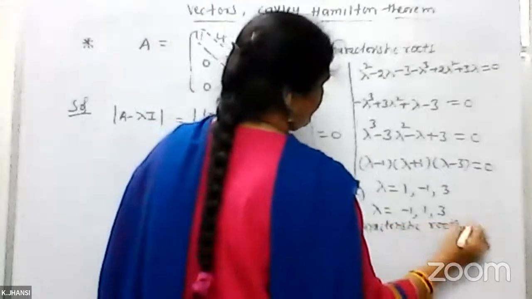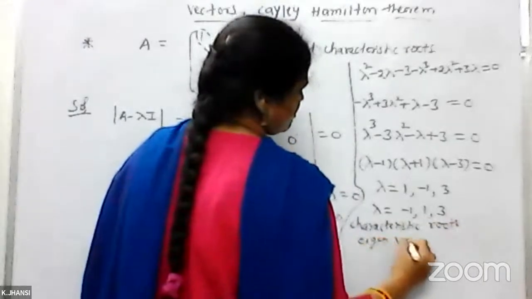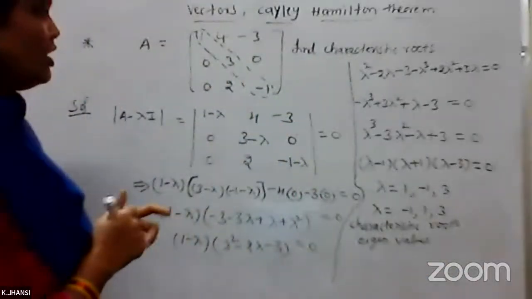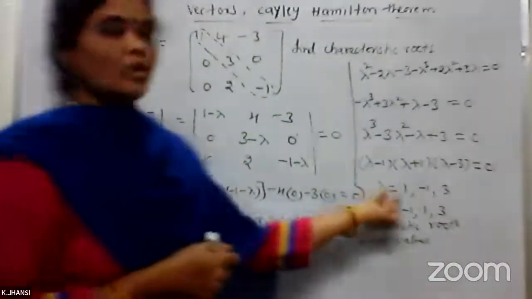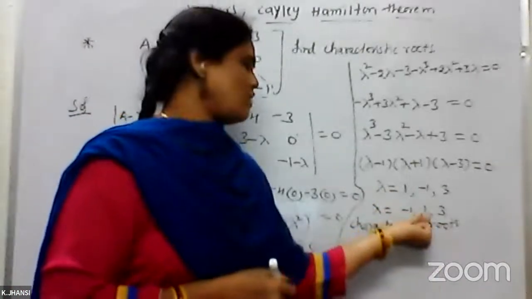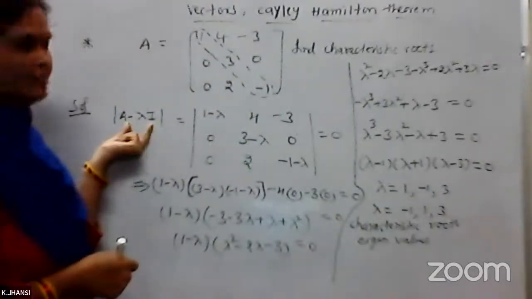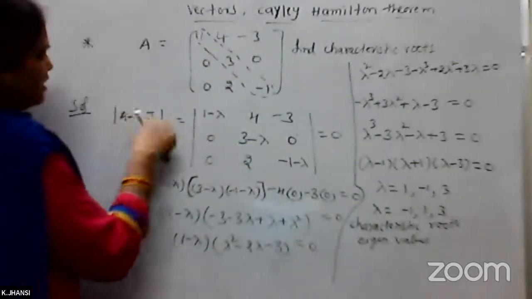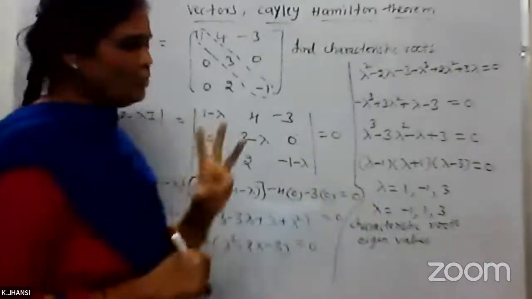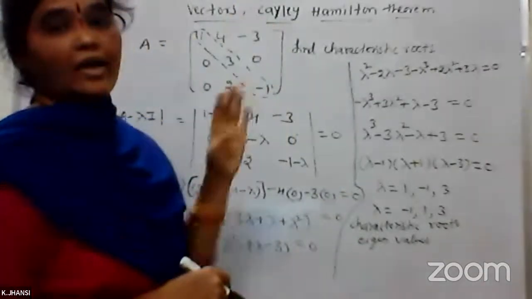Or eigenvalues, or characteristic values, anything. In the given question, whatever you have, you can write that one. So whatever lambda values you are getting, minus 1, 1, 3, if you substitute in this equation, that means determinant of A minus lambda I, you will get 3 eigenvectors.